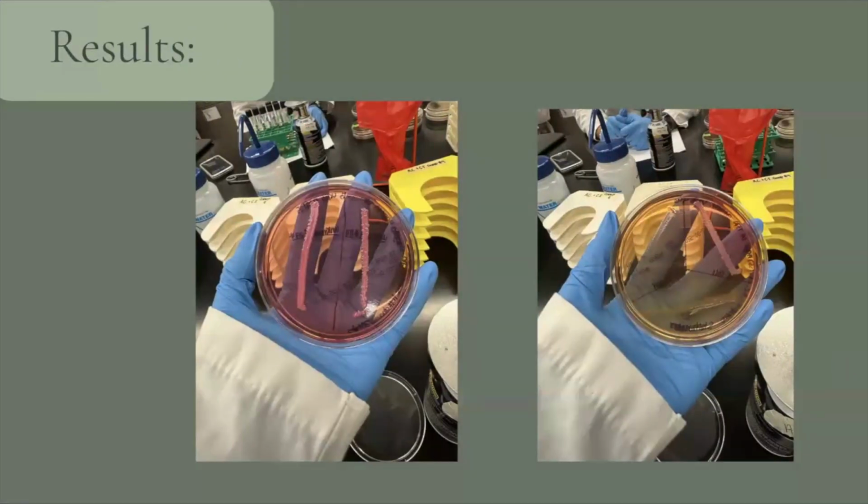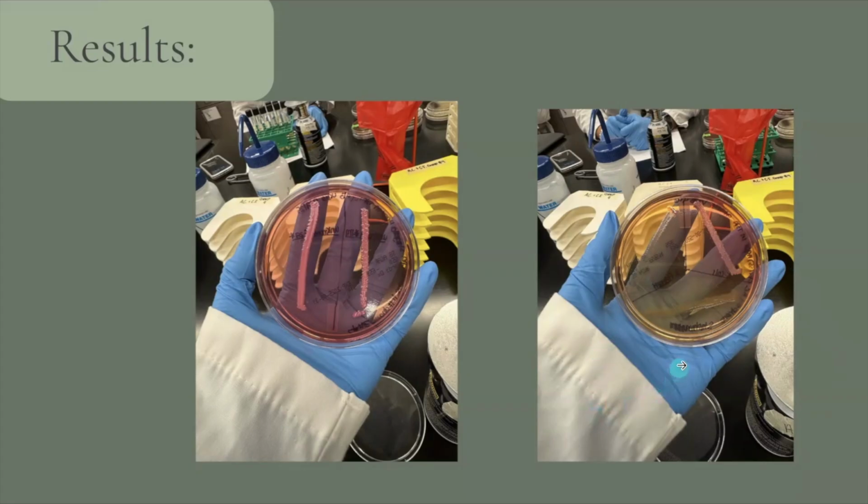For our SS agar plates, E. coli on this side had growth with pink colonies, and that just means it's gram-negative and it's a lactose fermenter. The S. flexneri on this side was a colorless growth, so we saw this as a non-lactose fermenter and it had no H2S production.